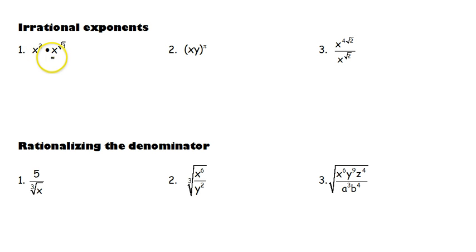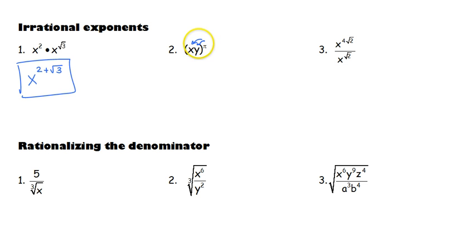So we are multiplying like bases, which means we are going to add those exponents. It's not pretty, but it can be done, and that's your answer. 2 and root 3, those aren't like terms, so you can't add them together. You're done.